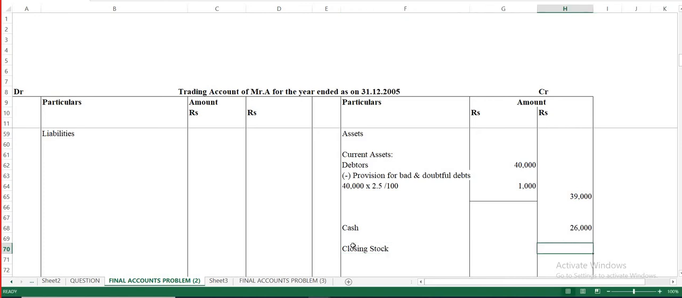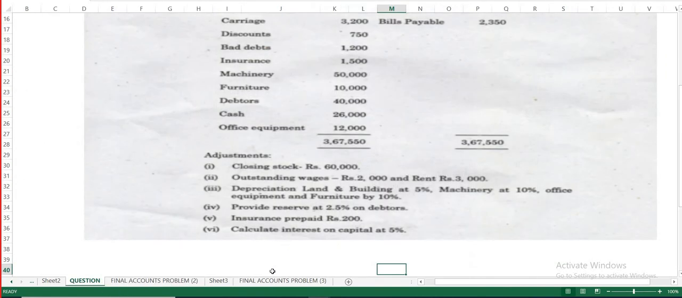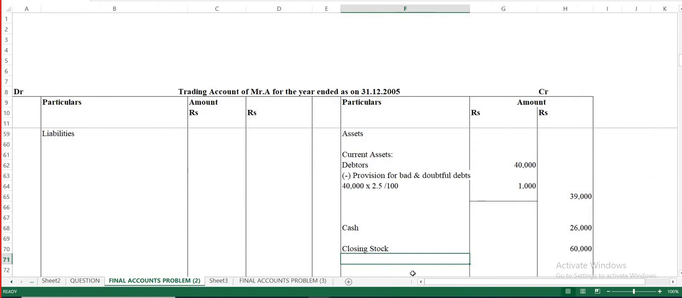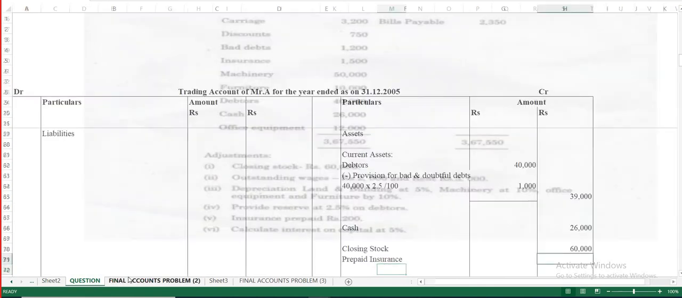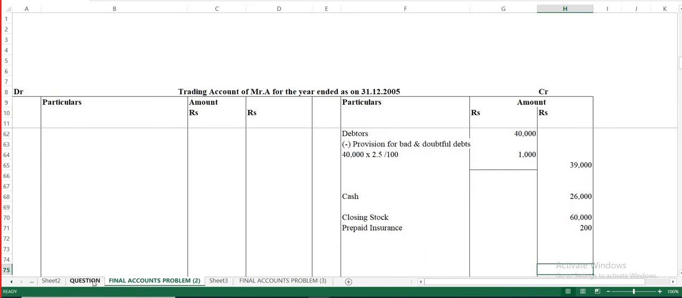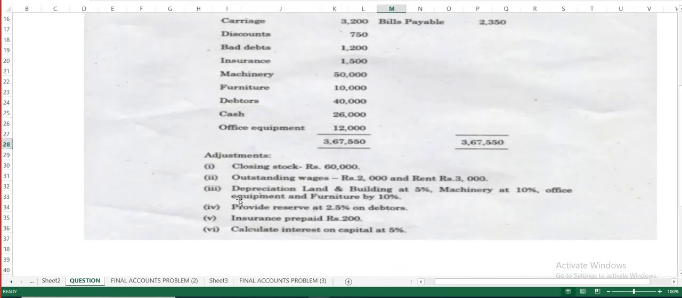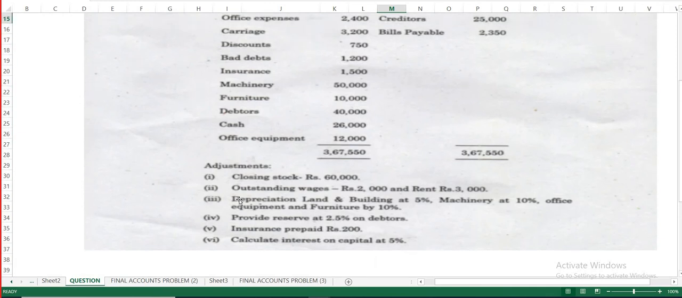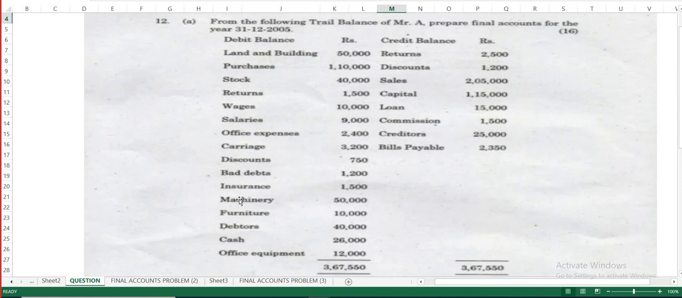Closing stock 60,000. And then next, if you see, your prepaid insurance will come under the current assets only. So prepaid insurance, show the amount. Your amount is 200. So under current assets you have to show any other items to be taken over to the asset side, current assets, you just look once.